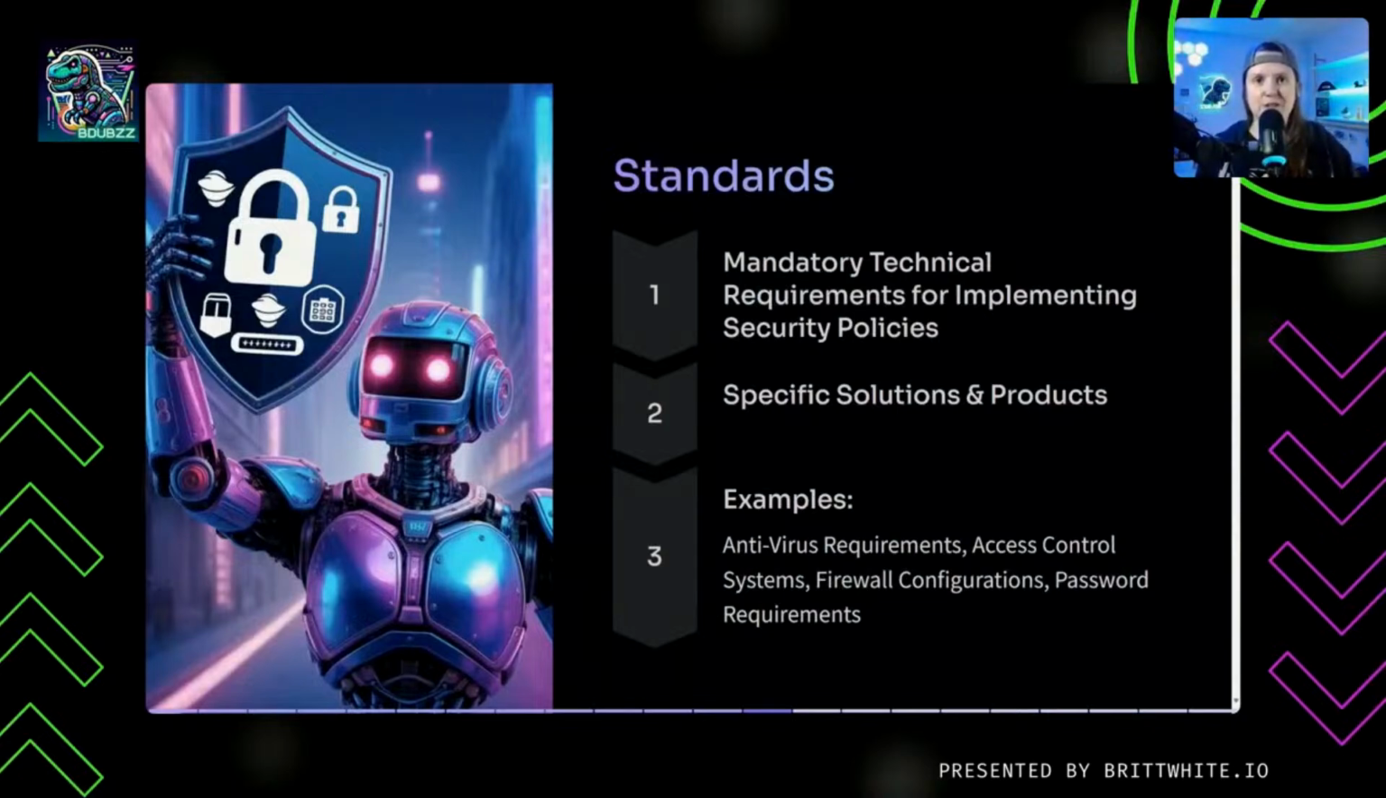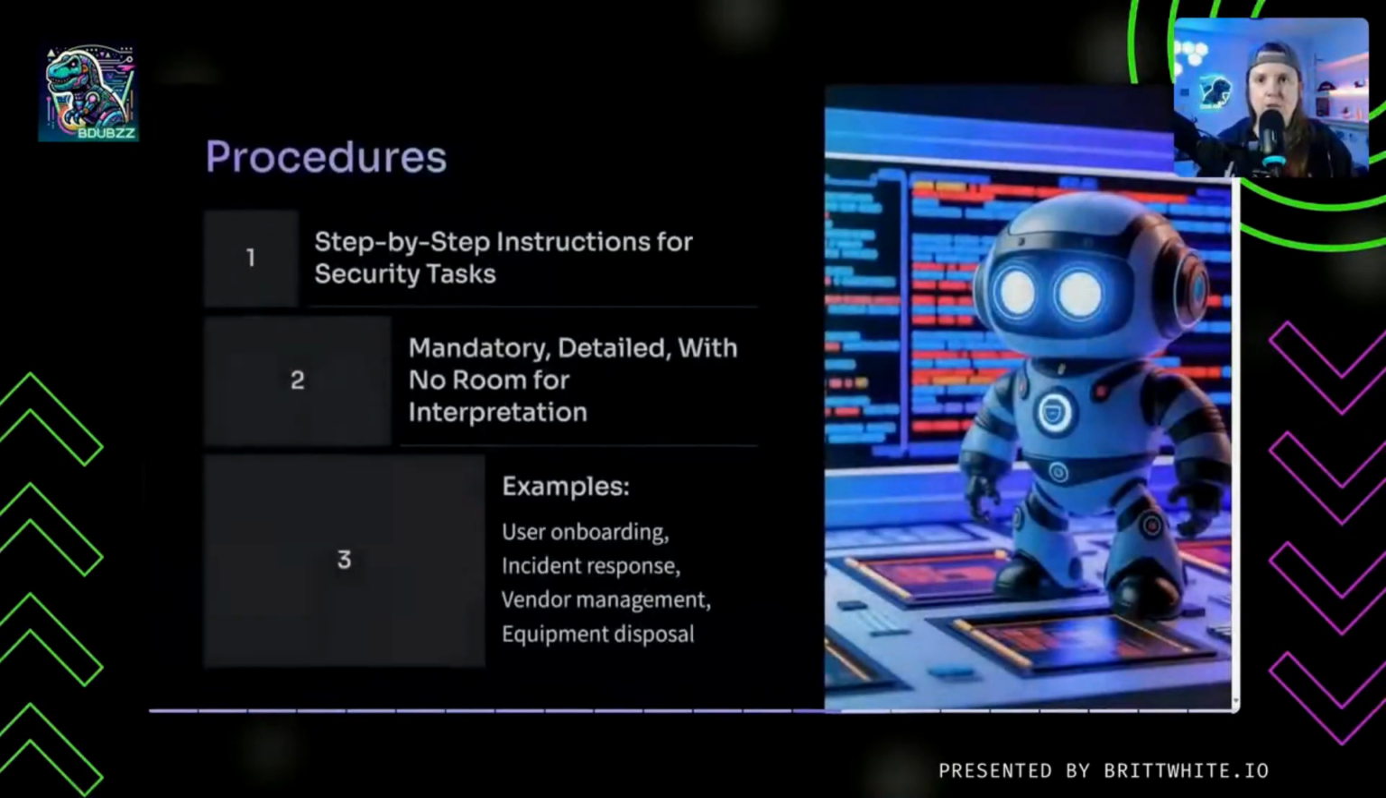Now let's jump into procedures. These are the how-tos, the nuts and bolts, the seriously fine print. Procedures are the detailed, painstakingly detailed, step-by-step instructions on how to perform a specific security task. There's zero room for improv, zero guesswork. They take you from start to finish in the task. Just like policies and standards, procedures are completely mandatory. Follow these steps exactly. No skipping steps and no creative interpretation.